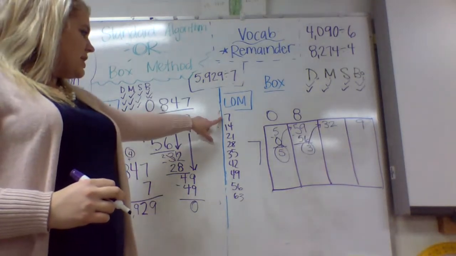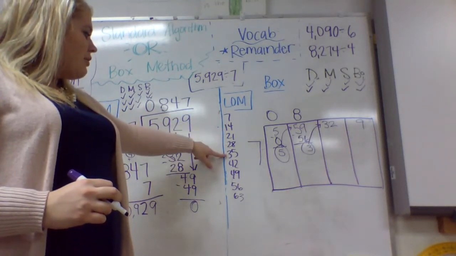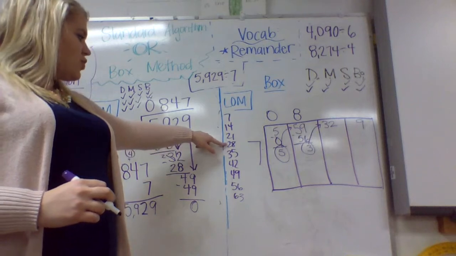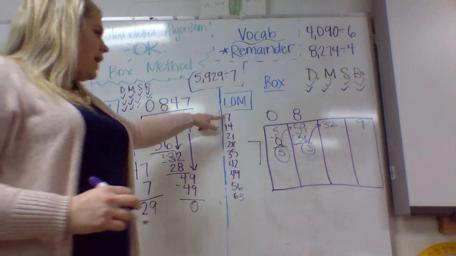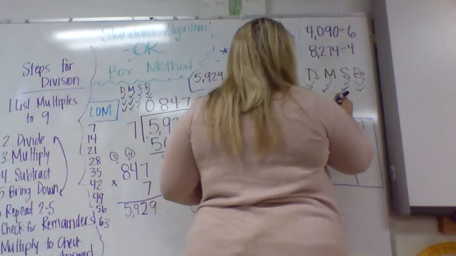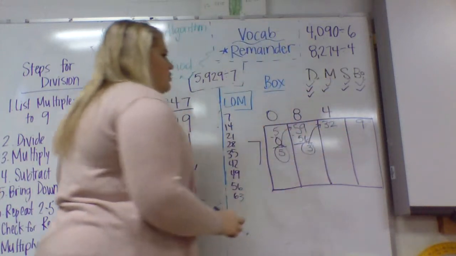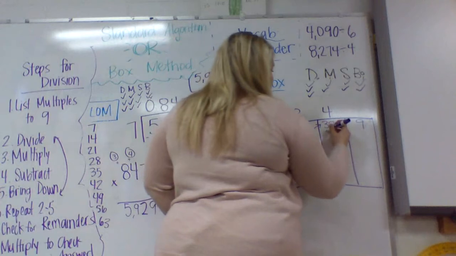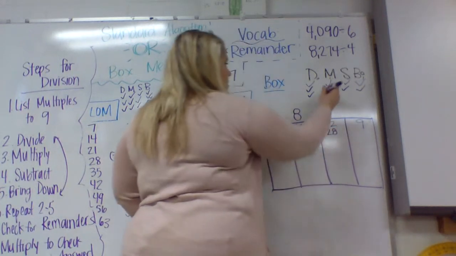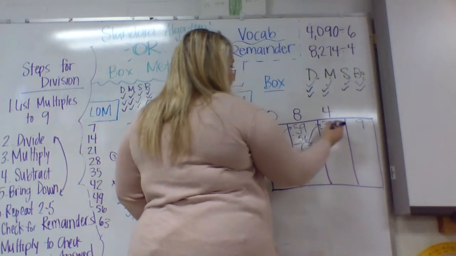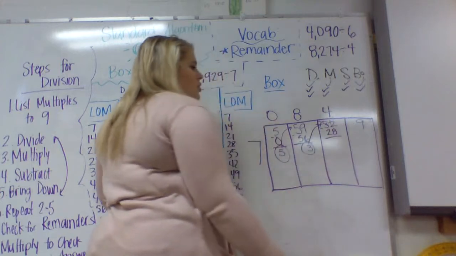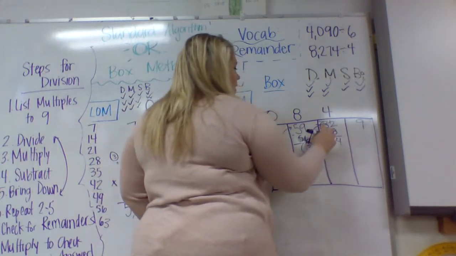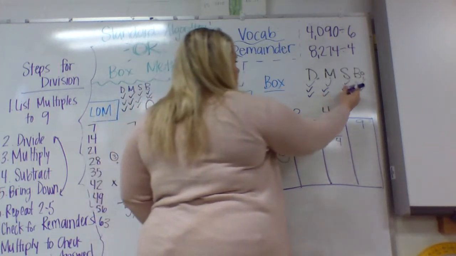How close can I get to 32 without going over? 35 is too much, so I need to jump back to 28, and that's 1, 2, 3, 4 times. So 7 can go into 32 4 times without going over. 4 times 7 is 28. When I subtract, I can't do 2 minus 8, so I borrow. 12 minus 8 is 4. 2 minus 2 is 0.